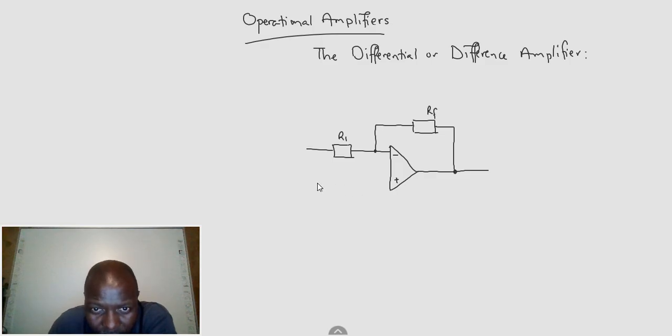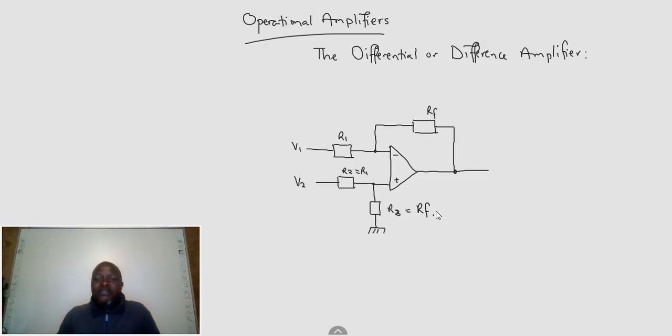Now for it to be a differential or difference amplifier, we then compare with another network like that, except this one here is grounded. So this will be our V1 and our V2, and this will be our R2 and our R3, and usually R2 is made to be equal to R1, and R3 is made to be equal to RF. This is how our differential amplifier is.